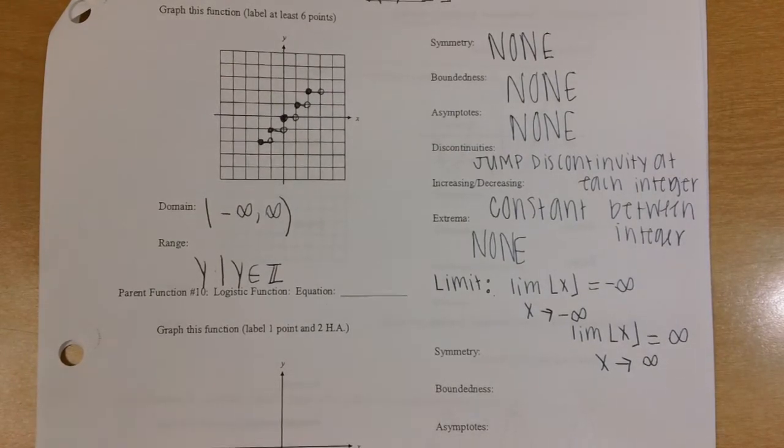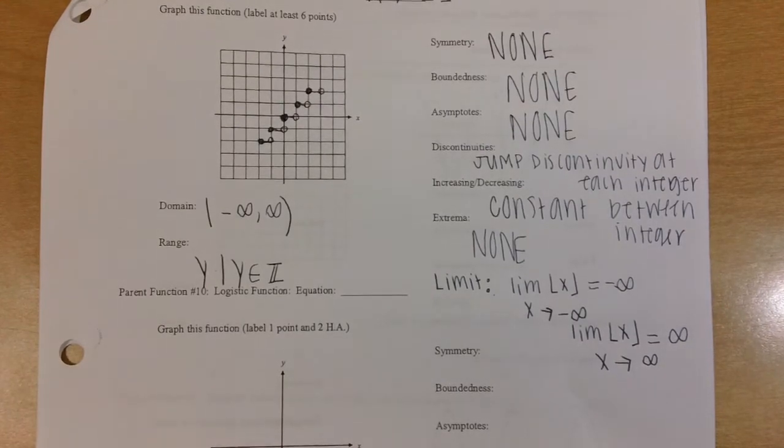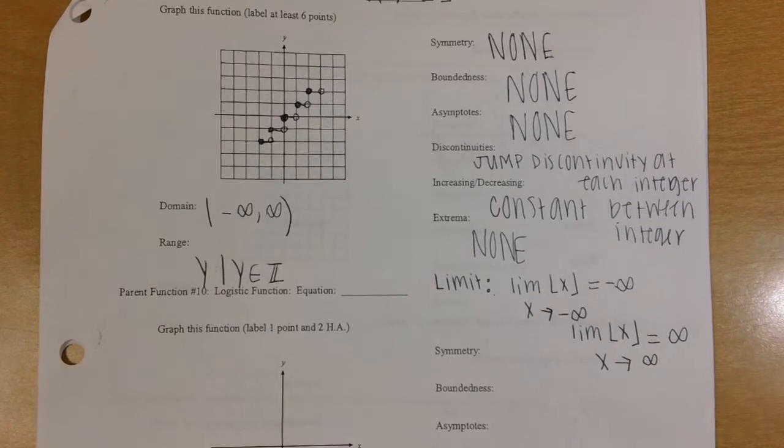The domain of this function is the set of all real numbers. The range is all integers. There's no symmetry and it's not bounded. The limit of the greatest integer of x as x approaches negative infinity is negative infinity, and the limit of the greatest integer of x as x approaches positive infinity is infinity. There's no extrema, no asymptotes, a jump discontinuity at each integer, and the graph is continuous between integers.